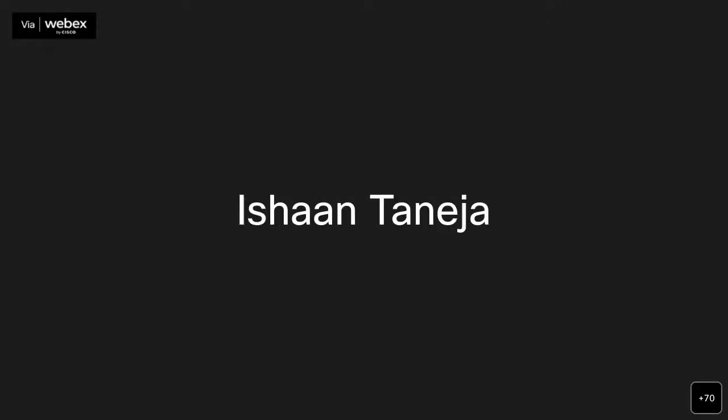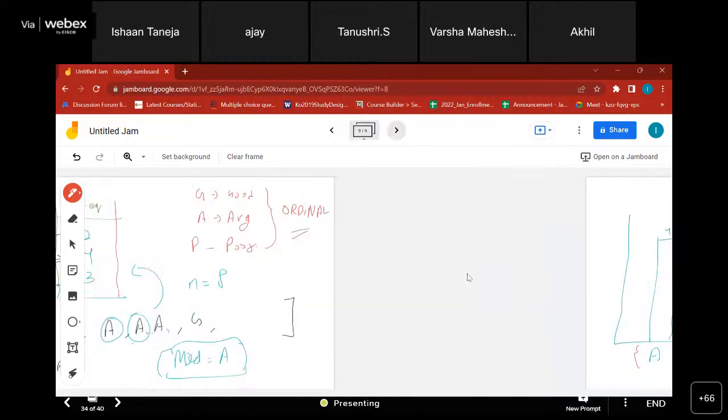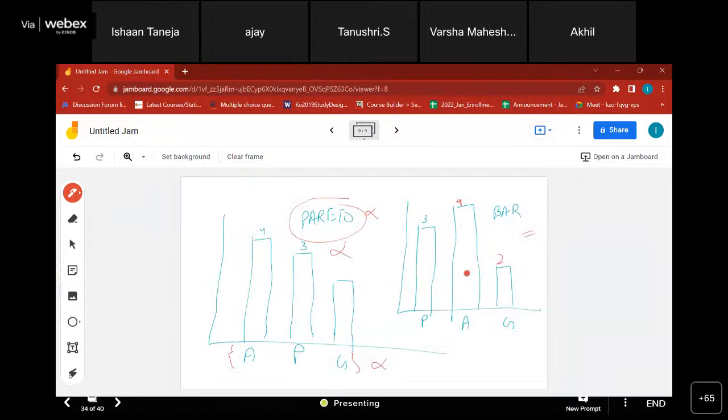So here, is my data ordinal or nominal? Ordinal, sir. Right, so for ordinal I cannot plot a Pareto chart. So it's the wrong one, because the order should be either PAG or GAP. But here the order is violated, right? So we don't plot a Pareto chart for ordinal data. We only prefer a bar chart or pie chart depending on our objective.